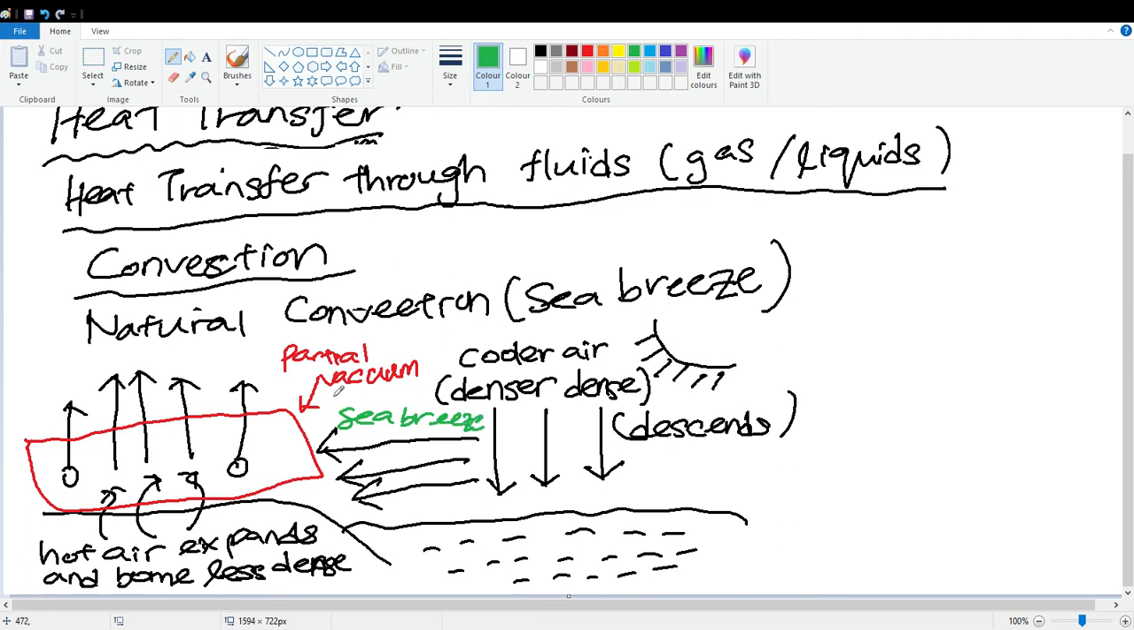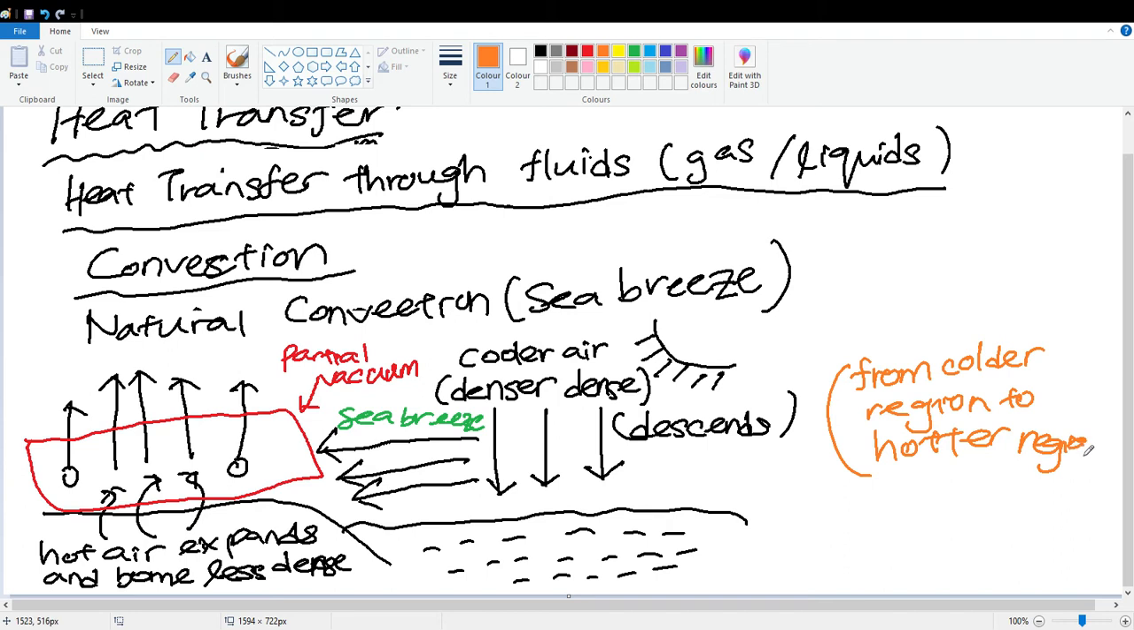And this is the process of sea breeze. Okay, so the sea breeze, I can say that the sea breeze is actually the, how should I describe this? From colder region to hotter region. So this is the process of sea breeze.